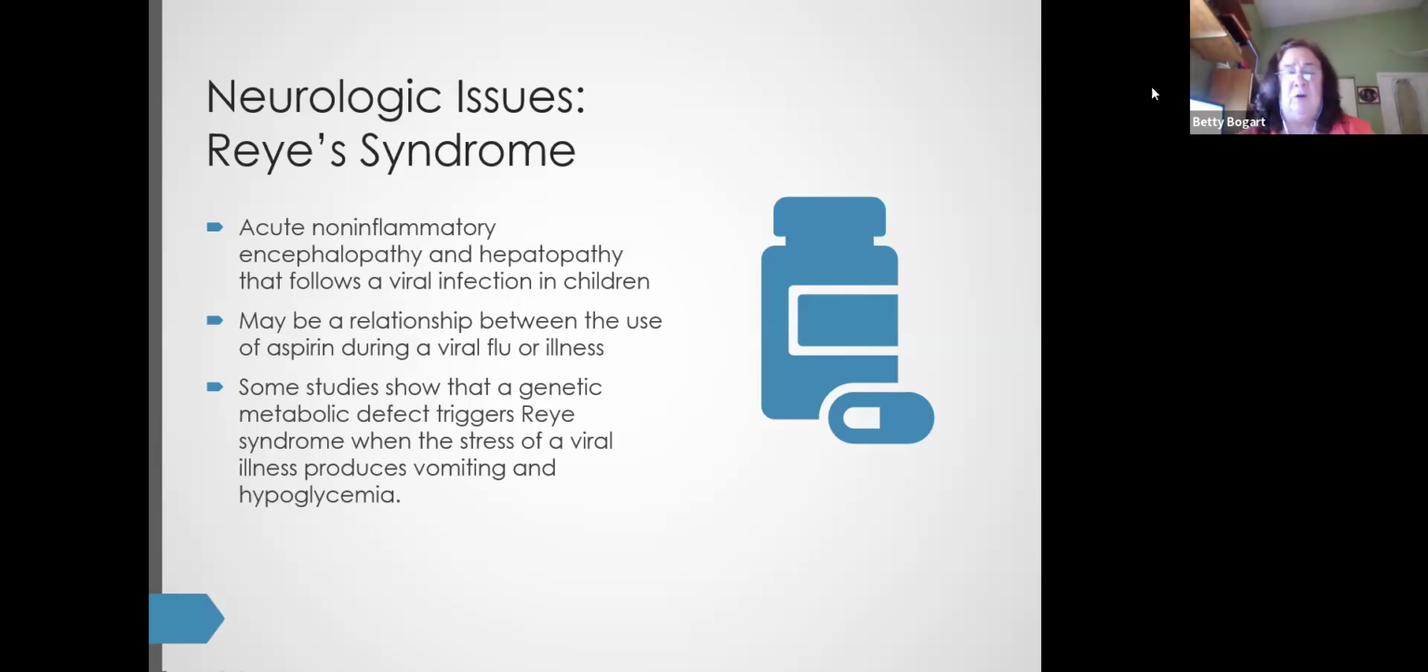So, why is it after a viral infection? Well, usually there's a fever, right? Plus, the virus decreases your immune system. And then some parents give aspirin. And that's why that's there. Like influenza, one of the biggest ones that you will see Reye's syndrome after.